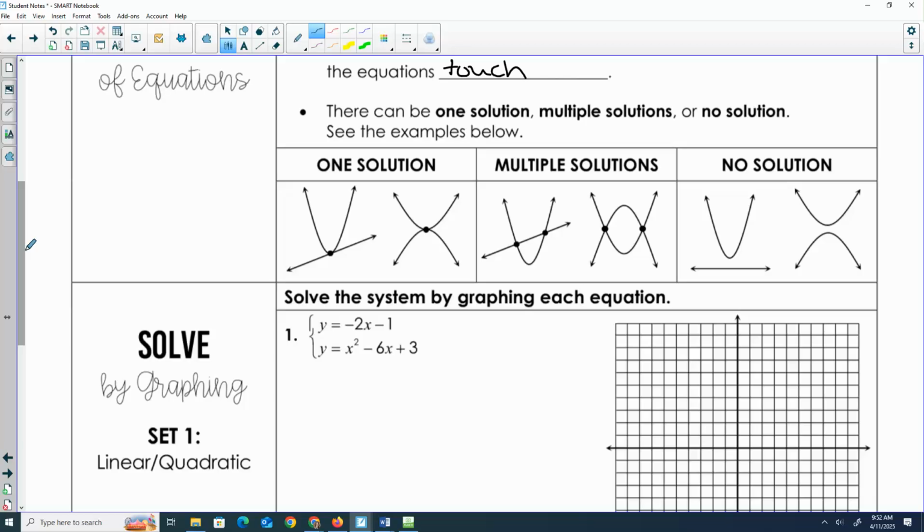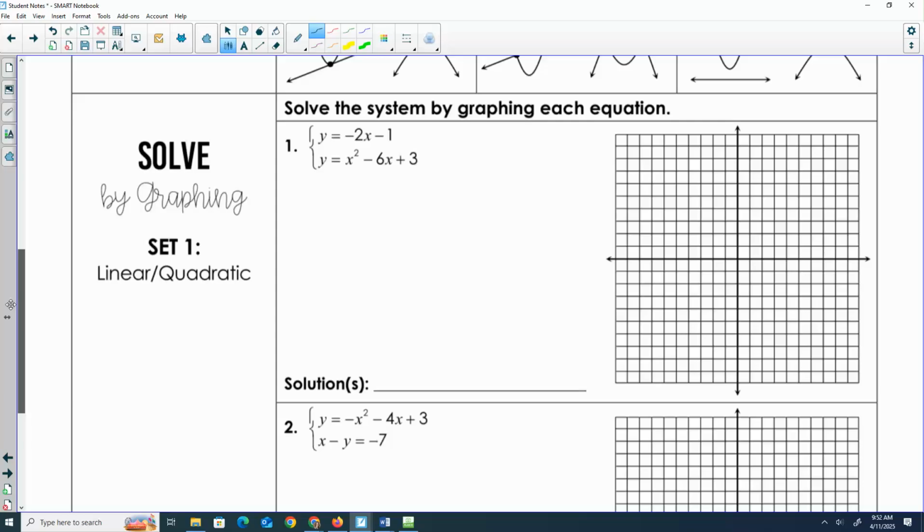So that's what this is showing you. First one, solution: you have a single point where those 2 graphs touch. The second one shows you cases where you have more than one solution because they meet multiple times. The last one shows you no solution because those graphs never meet. We are going to use Desmos to help us find those solutions. So everybody open up Desmos for me.